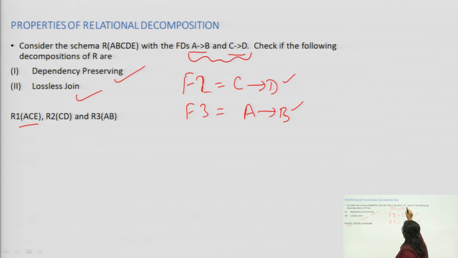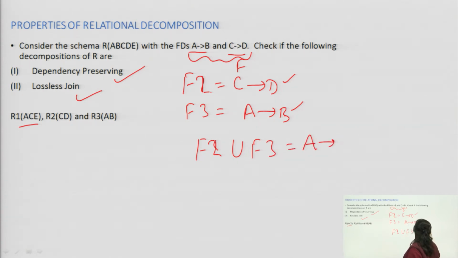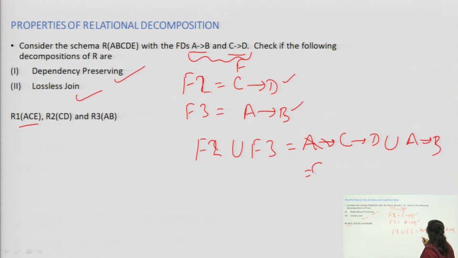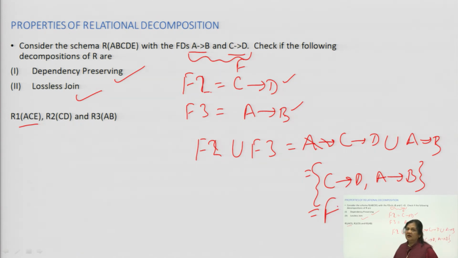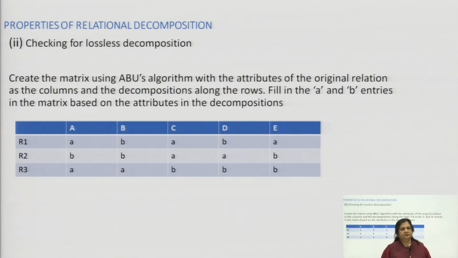Also, if we call this as F, so F2 union F3 is what? C to D union A to B, which is the set of functional dependencies which is equal to F. So, we say that this is a dependency preserving decomposition.